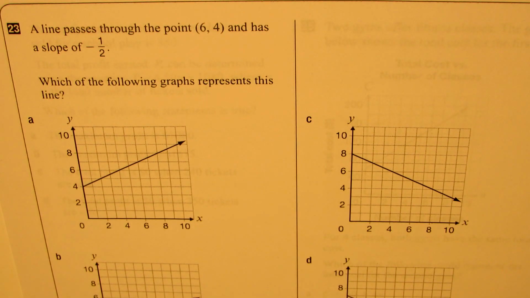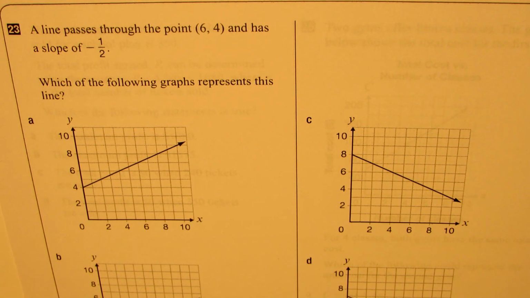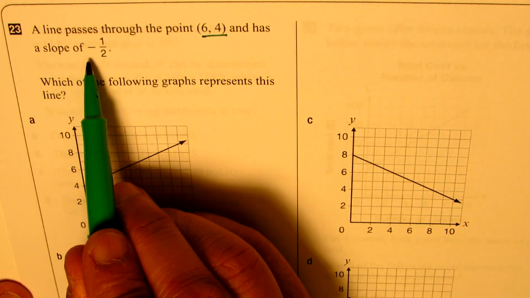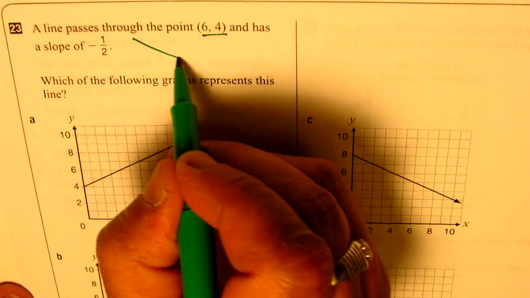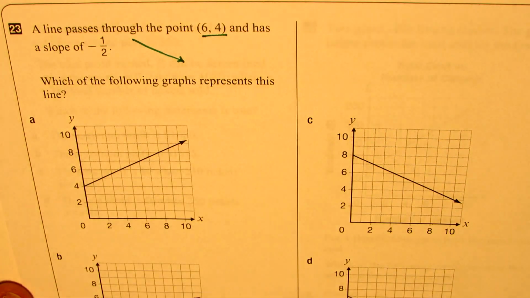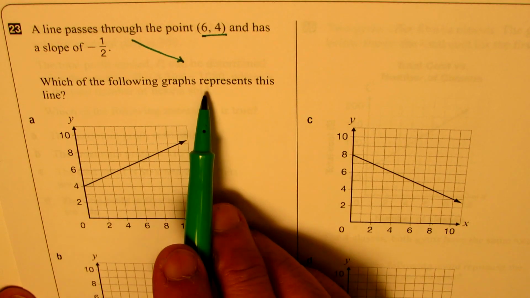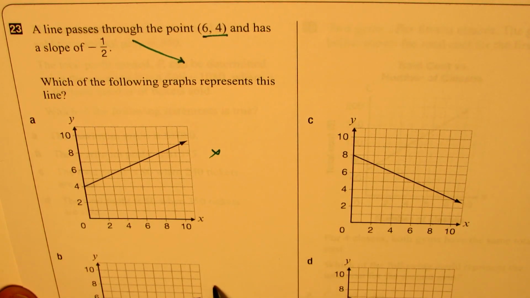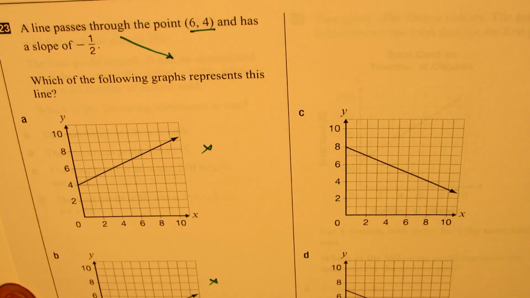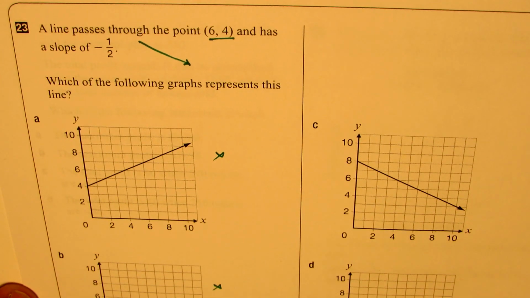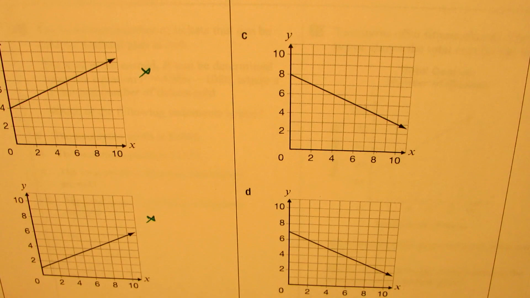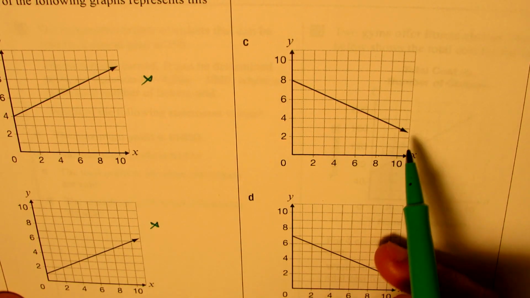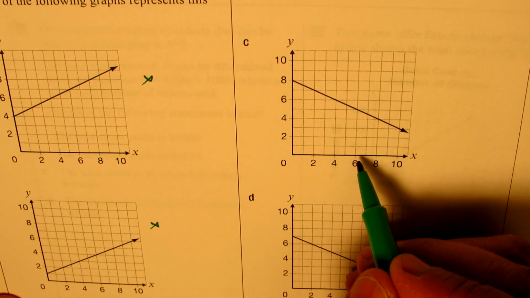Question number 23. A line passes through the point 6, 4 and has a slope of negative half. That means it is going downwards, right? That is negative half. Which of the following graphs represents this line? Well, this is definitely not the line, and nor is this one. We have to check between C and D, right? So both are going downwards, and let's check the point 6, 4.